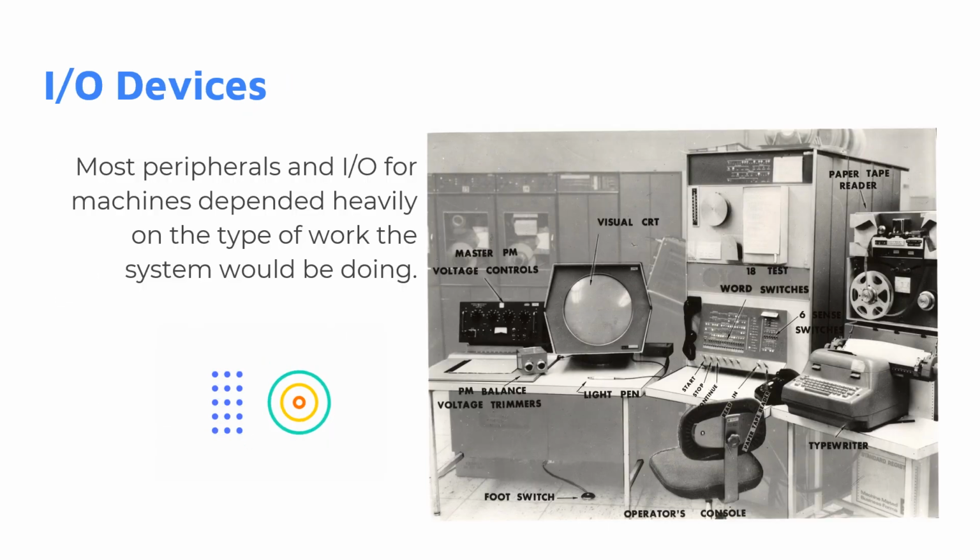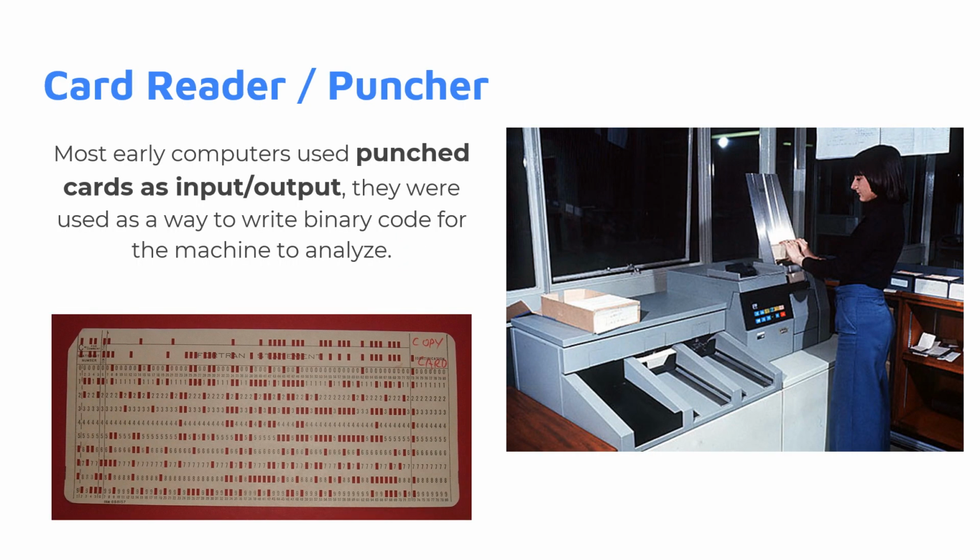Now we have the I/O devices, but most peripherals and I/O devices for machines depended heavily on the type of work the system would be doing. We have a card reader or puncher, and most early computers used punched cards as input-output devices. They were used as a way to write binary code for the machine to analyze.